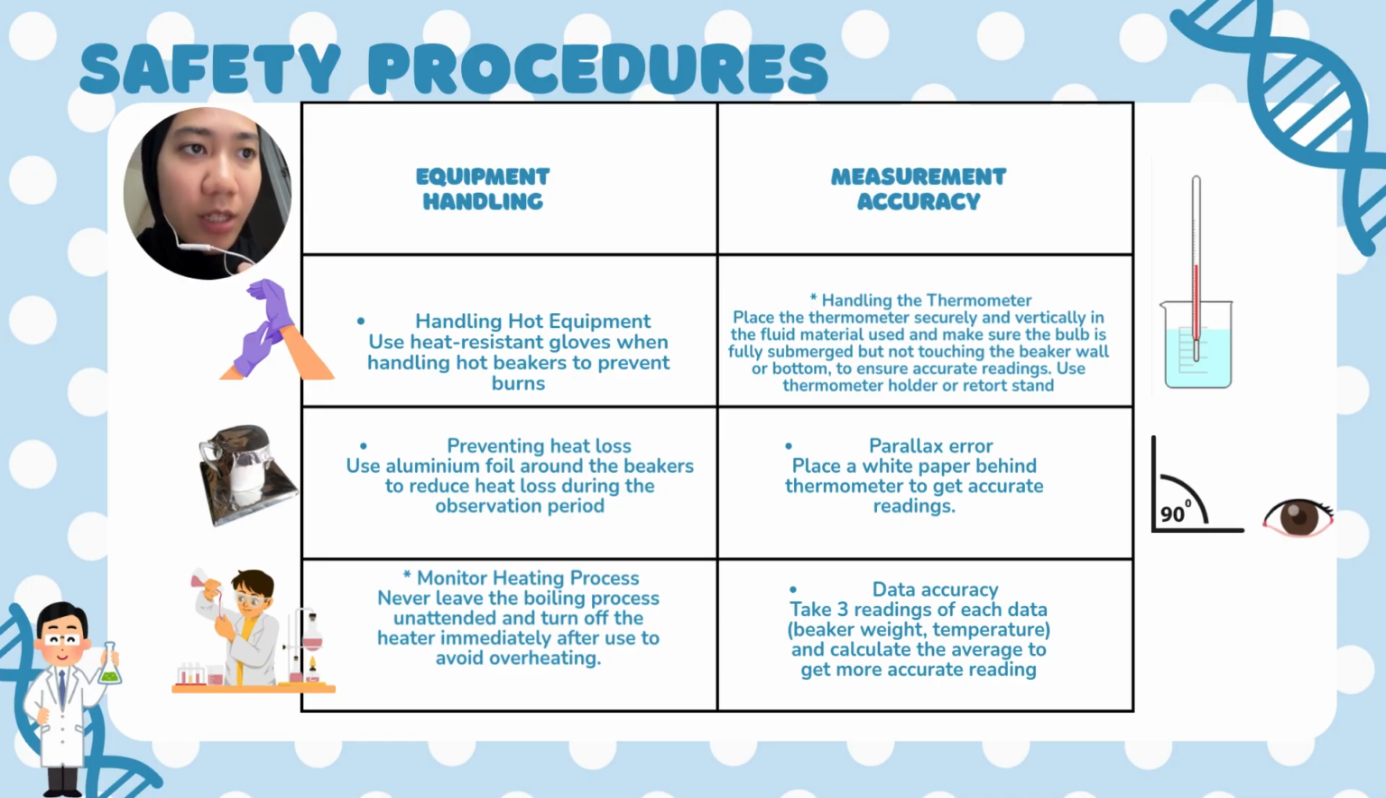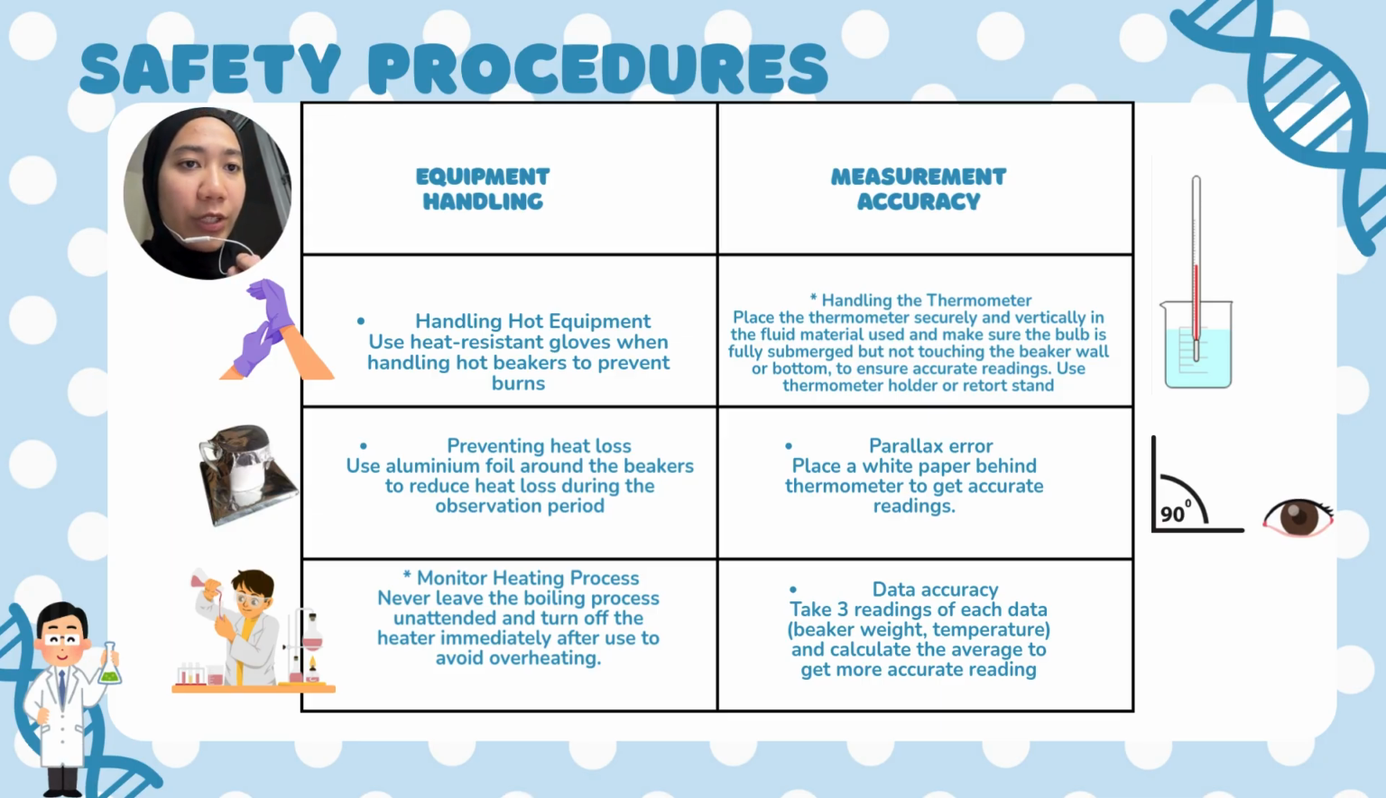Safety procedures. We can divide it into two parts, which are equipment handling and measurement accuracy. For equipment handling, first, handling hot equipment. We can use heat-resistant gloves when handling hot beakers to prevent burns. Second, to prevent heat loss, we can use aluminium foil around the beakers to reduce heat loss during the observation period. And the last one is to monitor the heating process. Never leave the boiling process unattended and turn off the heater immediately after use to avoid overheating.